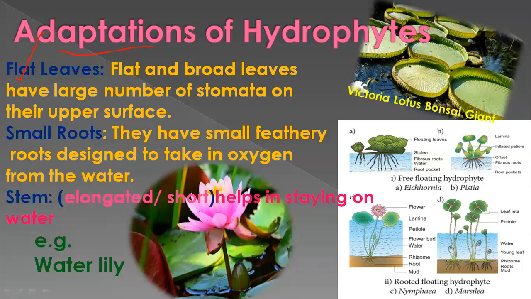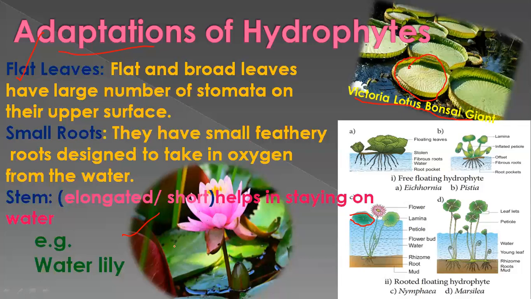Because their leaves, you can see here, these are plate-like leaves, very fascinating, very beautiful indeed. That is Victoria lotus, a giant. And this is lotus or water lily. You can see here, their leaves are too broad, and here also all the leaves are broad and flat. They have stomata on the upper surface, and these broad leaves help them to float on the water surface.